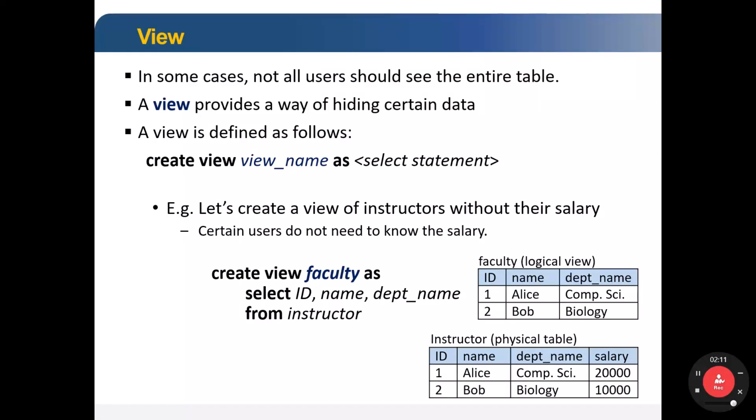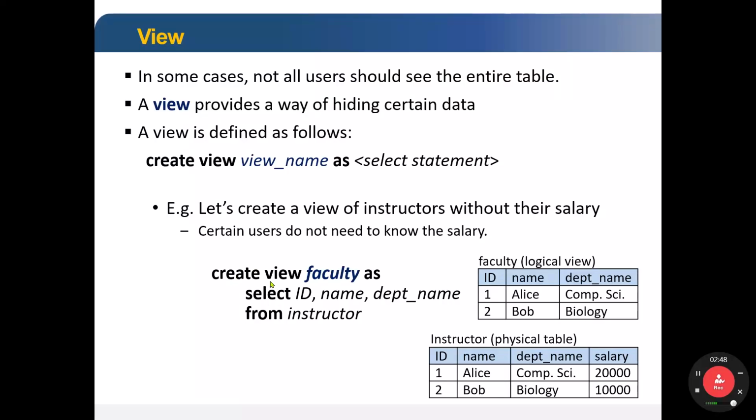So let's suppose we have an instructor table in our database, and the instructor table has an instructor ID, name, department name, and salary. And sometimes we may want to hide this salary column for certain users. This is credential information. So if you want to hide this column for certain applications or users, then you better create a view without this salary column.